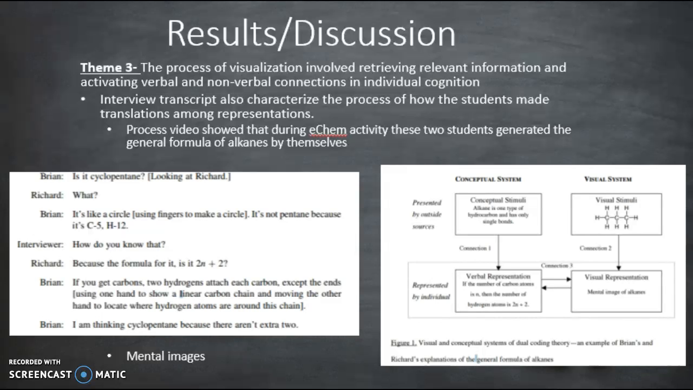You will notice here a transcript between two students, Brian and Richard, and how they determined what the structure of cyclopentane would be. They did not know it was cyclopentane. They were just given the formula C5H10, and they themselves formulated the explanation that alkanes need to be CnH2n+2. They were not told that by the teacher. Here you can see how the theory plays a role.